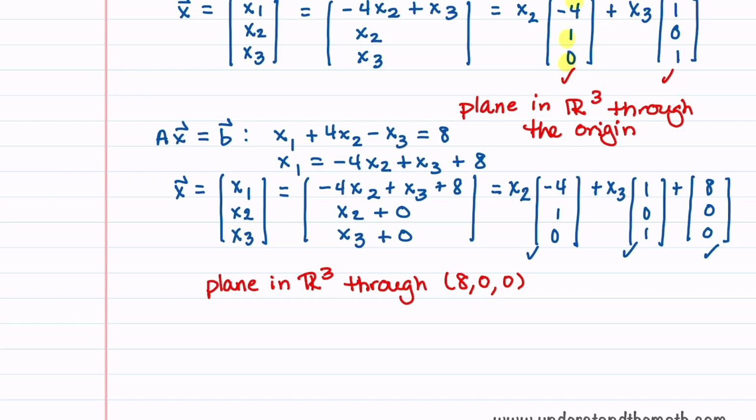Now we can compare these two. These two planes are going to be parallel. So we can say that our solution to A x equals b is a plane in R3 through 8, 0, 0. And we can add that it is parallel to the solution A times x is equal to 0.